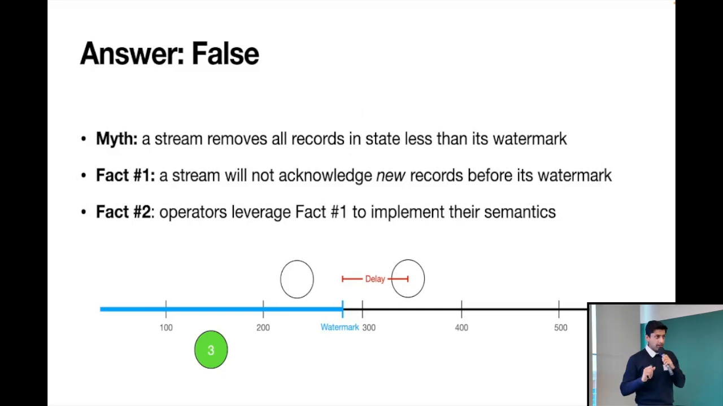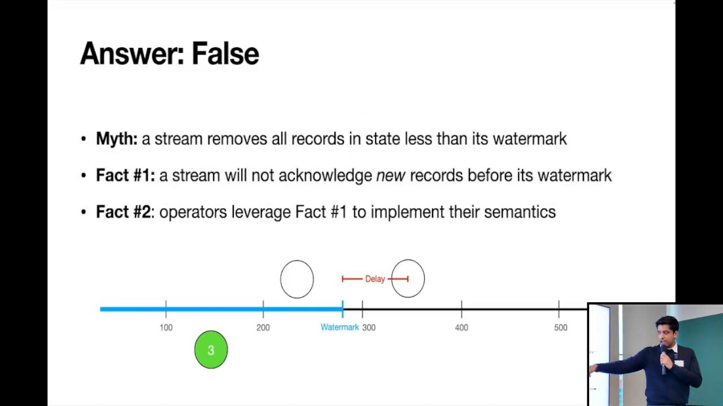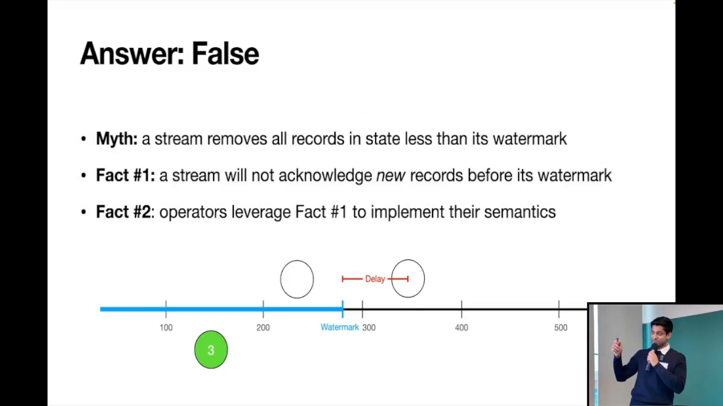And then the second fact is that the operators, whether it be a SQL streaming aggregation or a streaming join, will use this fact to implement their particular semantics. So in this case, the aggregation knows once the watermark passes the end of 300, it can calculate the aggregate from 200 to 300. Okay, any questions? This is going to be very essential for the joins. Okay, wow. Let's get to joins.